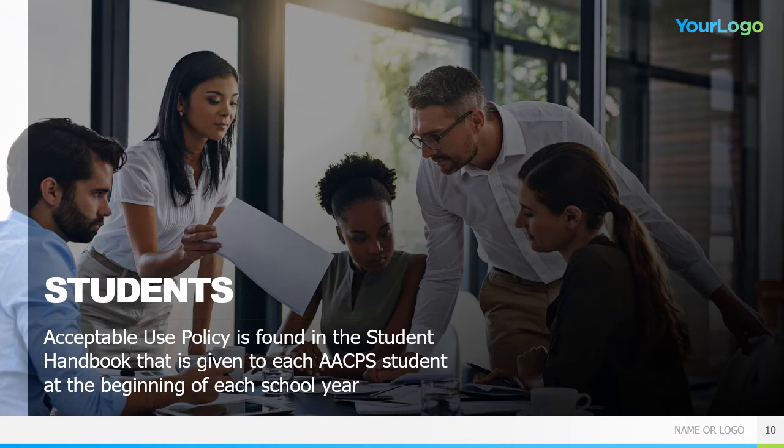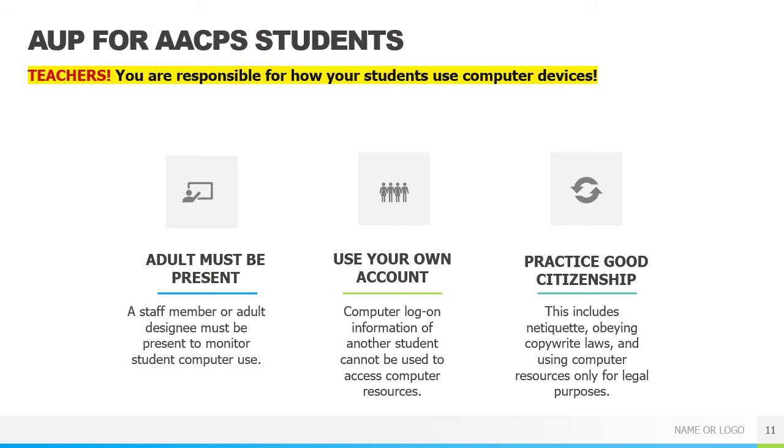The acceptable use policy for students is found in the student handbook, which is given to each student at the beginning of each school year. In comparison to the AUP for teachers, the AUP for students is quite short. I would say that there are 3 main rules that need to be followed. The first is that students are not allowed to use computer resources without an adult present. Second, students have to use their own accounts to log in to computers or to the network. They cannot use another student's login information.